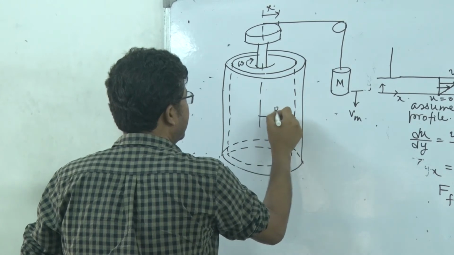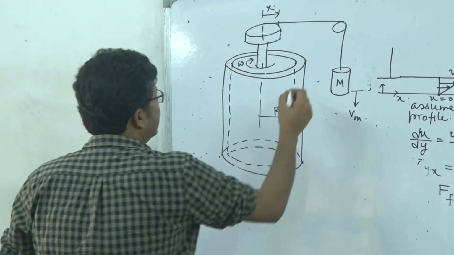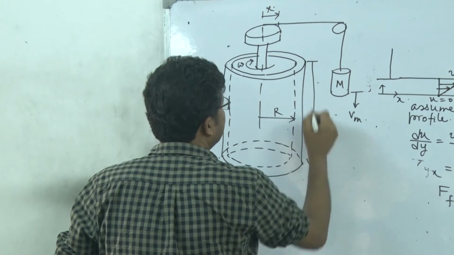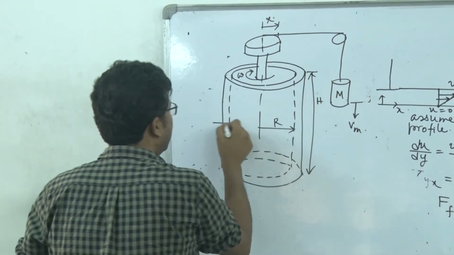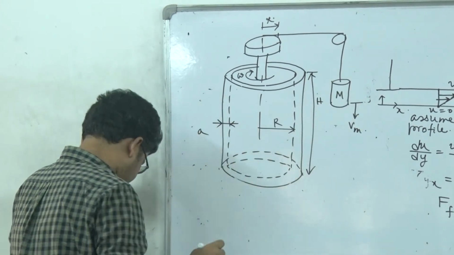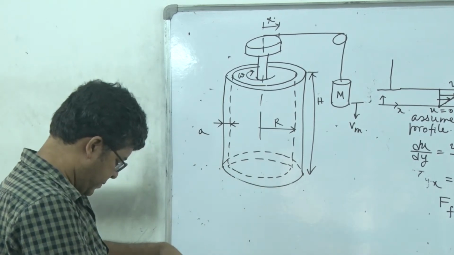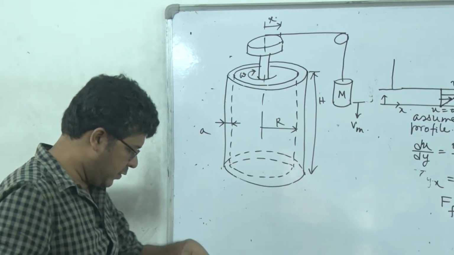This is capital R, this height is h, the gap is a. These are given. So what is the statement?